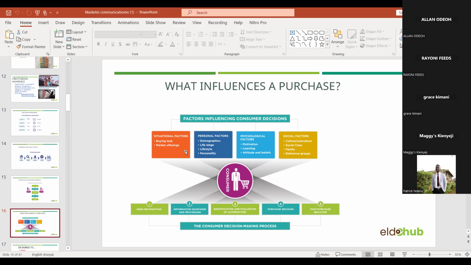Understanding these factors can help you tailor your communication to effectively influence your consumer. Understanding the factors that influence purchase will actually help you to influence your consumers in buying your product, or for them to be return customers and keep coming back.